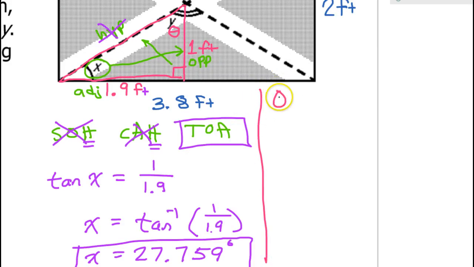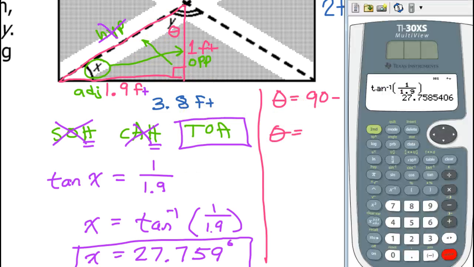Okay, so if I want to find angle theta, all I have to do is take 90 and subtract the 27.759, and that will give me angle theta. Alright, so 90 minus 27.759, and that's 62.241.